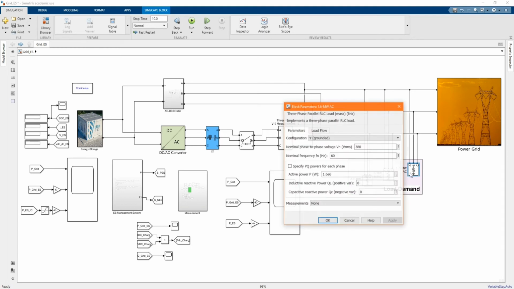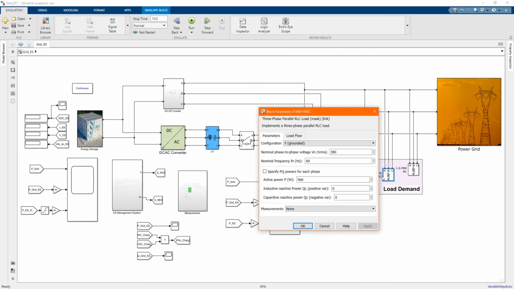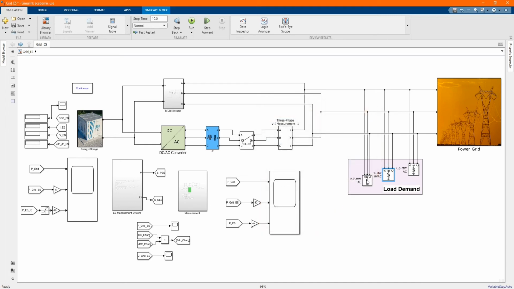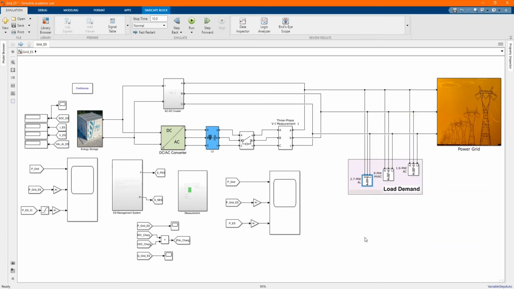Here we have our load. The first load, as you can see, is 380 volts, 60 hertz frequency, and 1.6 mega. We have the second one, which I call HVAC, with 9.6 megawatt, and the actual load, which is 2.7 megawatt.